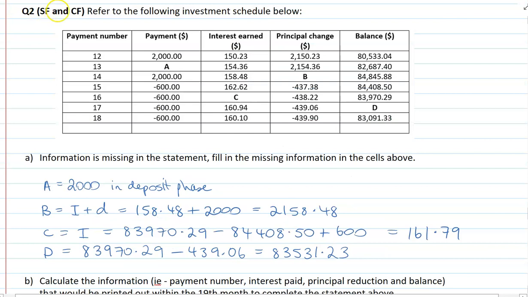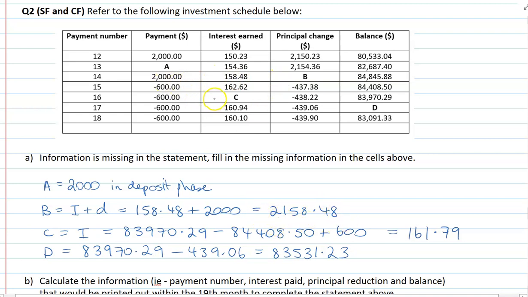Okay, question 2, we were given an investment schedule. The first part we had to do was find the missing values within the schedule. So A is just still in deposit phase, so the payment must still be $2,000. For B, the principal change, remember, is simply the deposit amount plus the interest earned. So that gives us the B value.